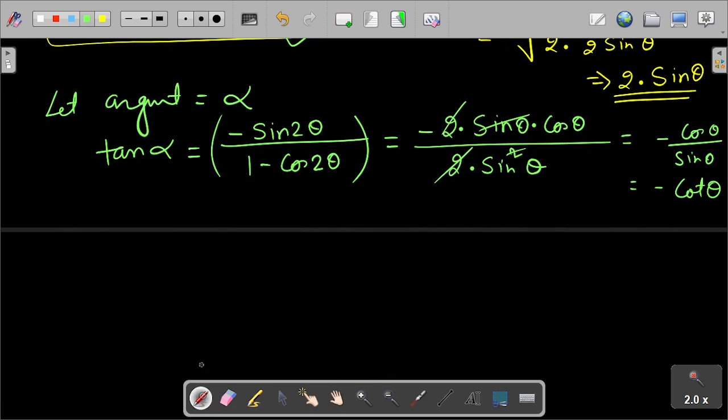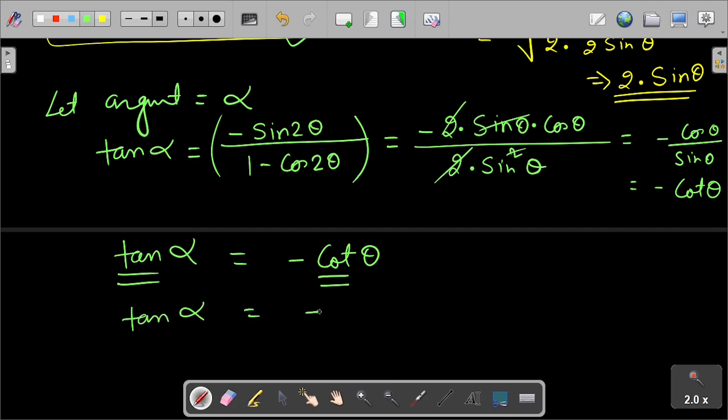So we have tan alpha is equal to minus cot θ. Can we compare right now? No. Why? Because here it's tan and on the right hand side it's cot. So we have to convert this in terms of tan. We can write cot θ as tan (π/2 - θ), because we know tan (π/2 - θ) will be your cot θ, right?